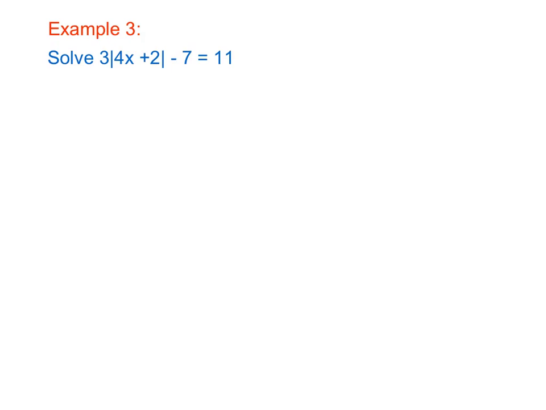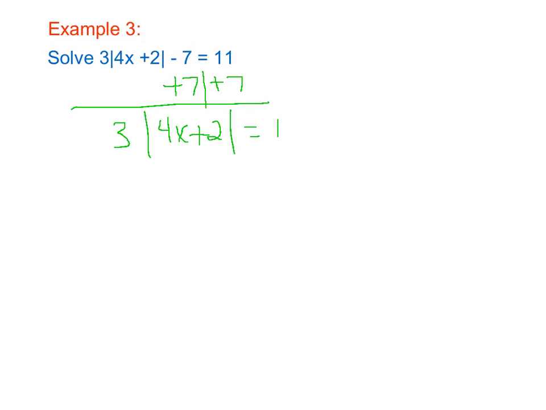Alright, so here we've got the equation 3 times the absolute value of the quantity 4x plus 2, minus 7 equals 11. So we're going to treat this like a two-step equation. We're going to worry about getting rid of the subtracting by 7 on both sides because we want to get the absolute value of 4x plus 2 by itself. So if we add 7 to both sides, we then have 3 times the absolute value of 4x plus 2, and that equals 18.